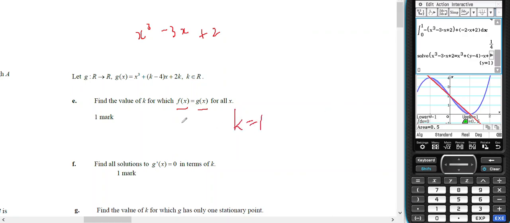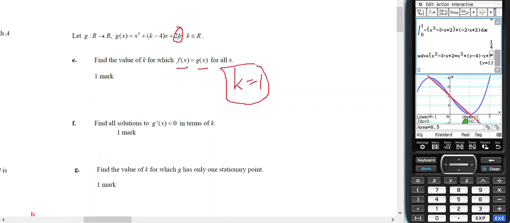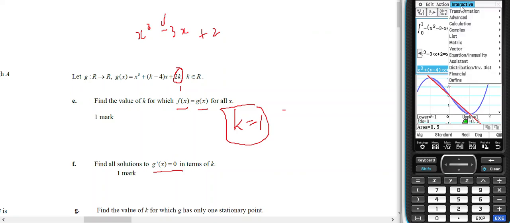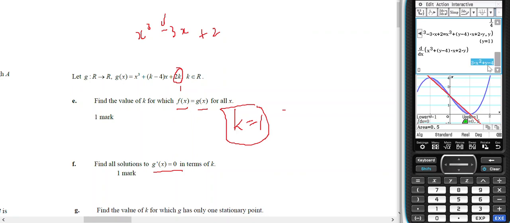K equals 1. 1 mark answer, and there it is. And of course, if that has to be a 2, then k has to be 1. And if that has to be a -3, because I want a -3, k has to be 1. Find all solutions for the derivative of g equaling 0. So this is my derivative of g, this expression here. So if I take its derivative, and I make that equal 0, and I solve for x.